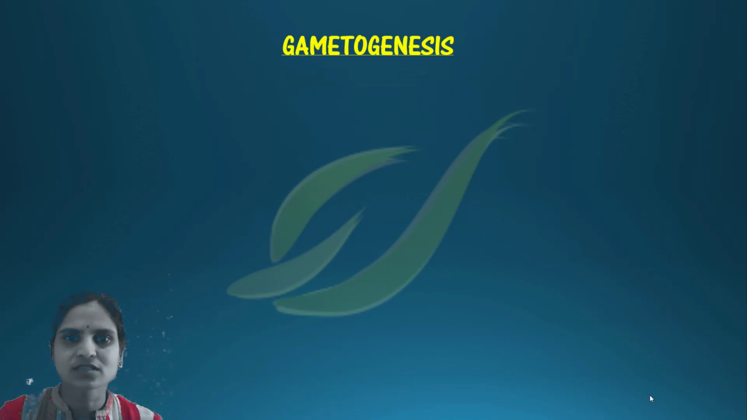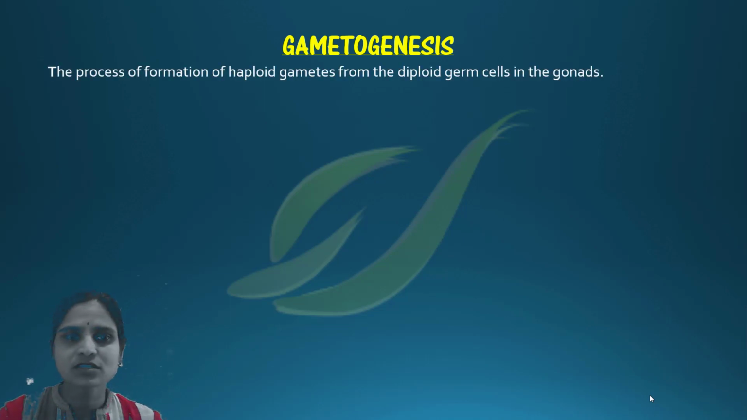In this session, we are going to discuss gametogenesis. Gametogenesis is defined as the formation of haploid gametes from the diploid germ cells in the gonads.